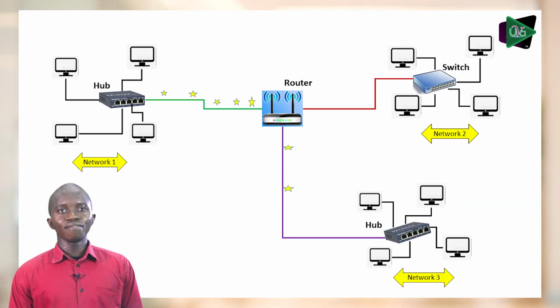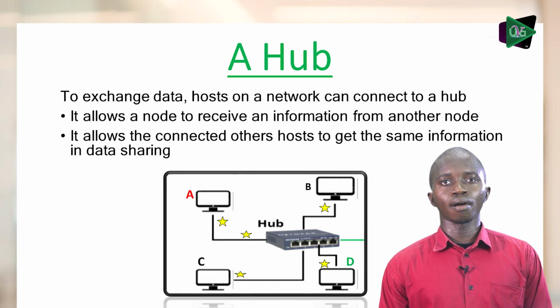So now I invite you to have a look at this image. That is a topology of a network. When you have a look at this image, you can see a hub, router, and switch. Hub and switch are used to interconnect hosts on the network, and the router is used to interconnect 2 or more different networks.